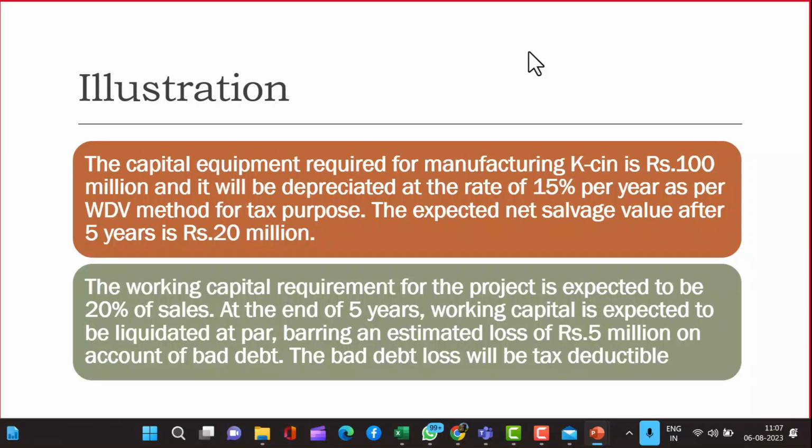Just hold on. Here it is written as 20% of sales. The amount is not given. So every year the working capital is going to change, based on the sales of that year. Okay, read further. So that means there are some customers who are not going to pay the amount back to the company, and the company is going to suffer a loss of 5 million. And this 5 million is allowed as an expense under the income tax.